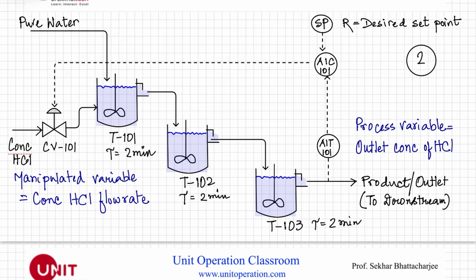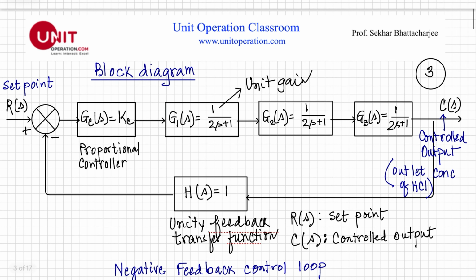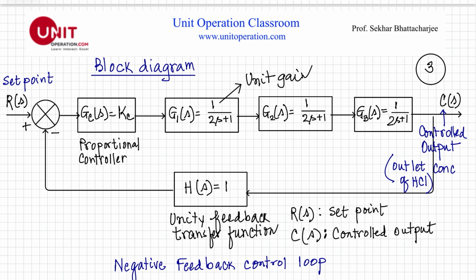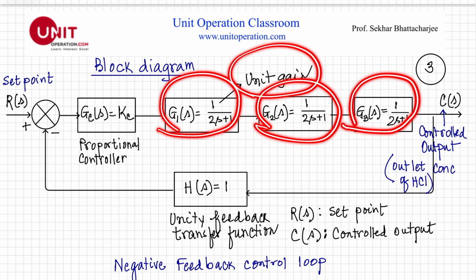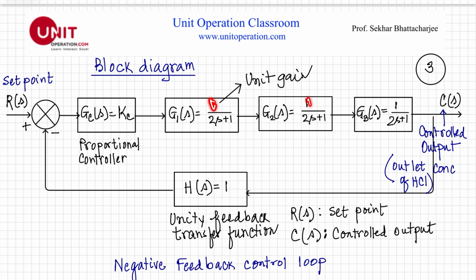Okay. Now let us translate this into a block diagram. As you can see, this is my set point here. This is a very standard negative feedback control loop. That is my proportional controller, and these are the three unity gain first order systems, each having a time constant of 2 minutes. This is my controlled output, assuming unity feedback. The transfer function here, R(s) is the set point, and this is the controlled output. A very standard form.